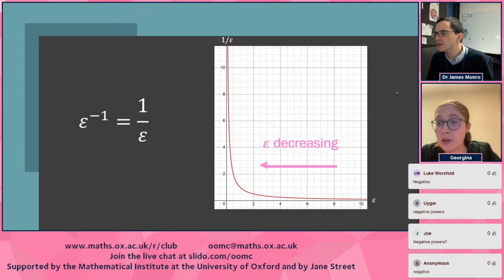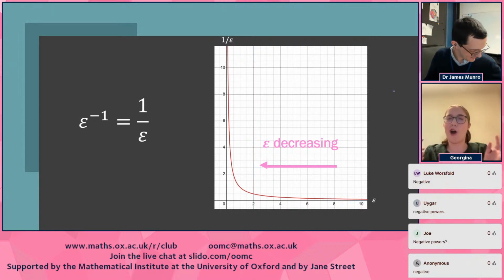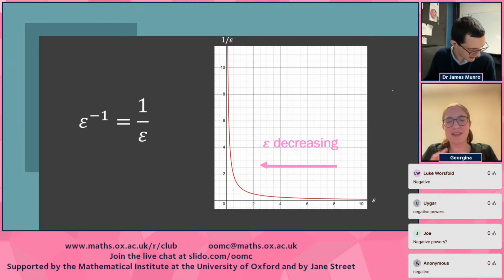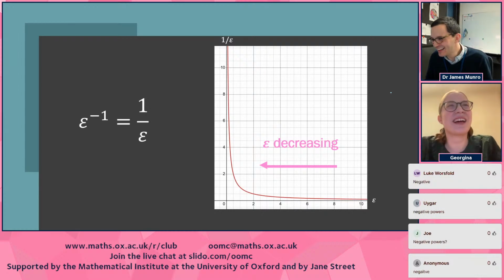Exactly. And people who suggested other negative powers, like -2, -3, those can also work. They're just not what we need for this particular problem. But there are some problems where you might need 1 on epsilon squared or something like that. I'll put a note in the further reading, but you can do a comparison of the terms to work out how fast this thing's diverging, how fast it's growing as epsilon goes to 0. We are potentially going to discuss that, but we won't have time.